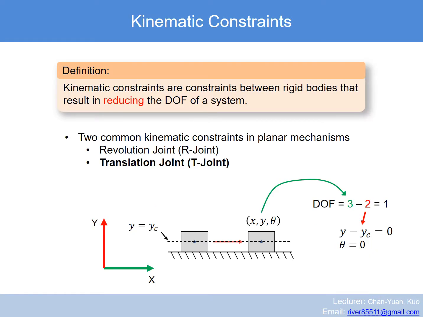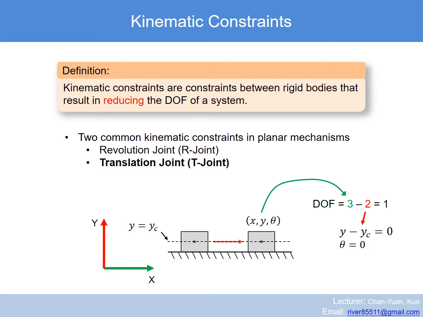Okay, so now it's time for the mathematical part. First, let's recall what we have learned in the first lecture. That is, a translational joint will reduce 2 degrees of freedom of the system. The equivalent expression is a translational joint will provide 2 constraint equations to restrict the motion of the system.